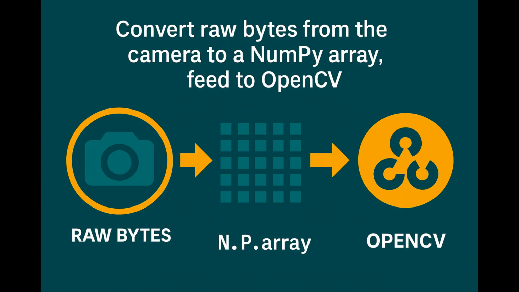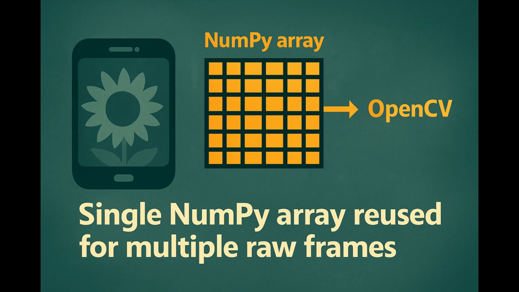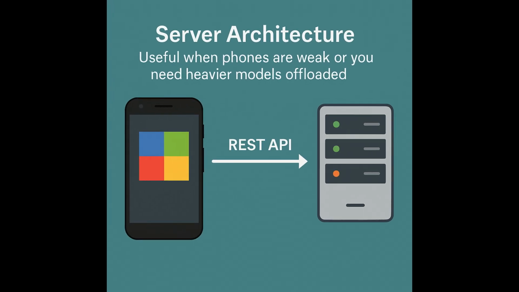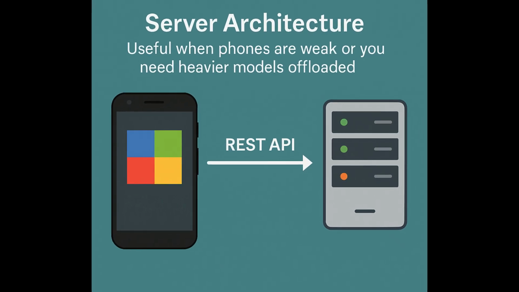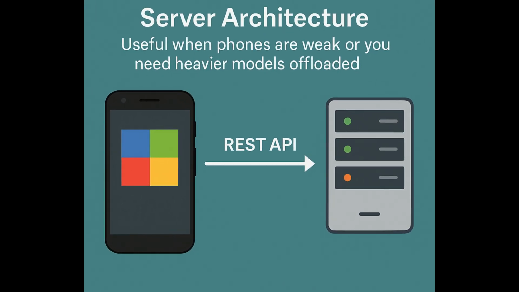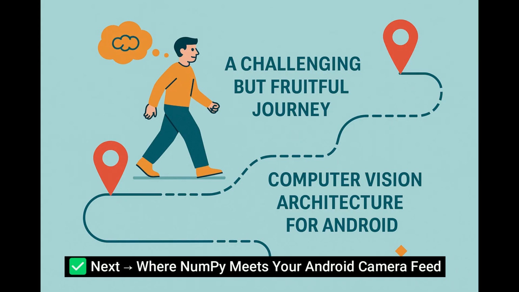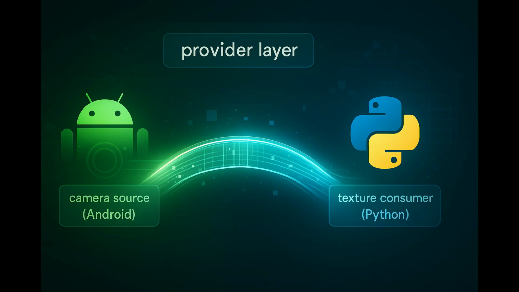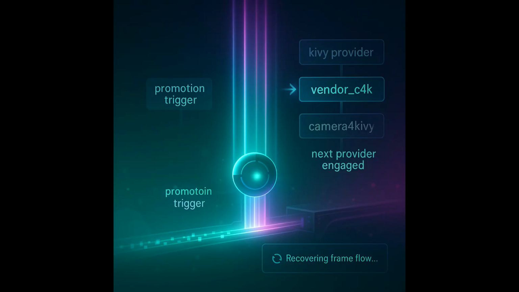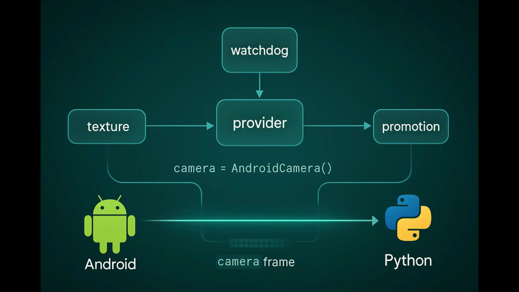Remember, at the start, we already proved NumPy runs on device. The server path you just saw is one option in the toolbox, useful when phones are weak or you need heavier models offloaded. Now, let's see how our challenging but fruitful journey helped us understand and build our computer vision architecture, where we have used NumPy within Android. Textures, providers, watchdogs, promotion, the building blocks that make the magic possible.